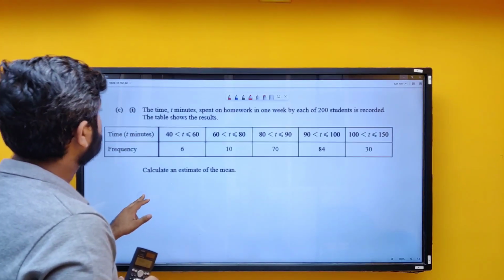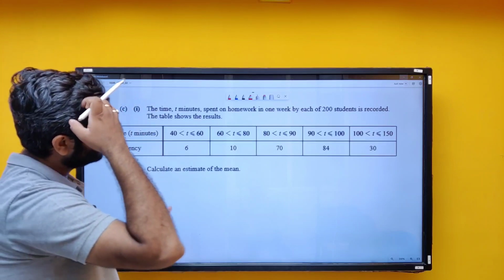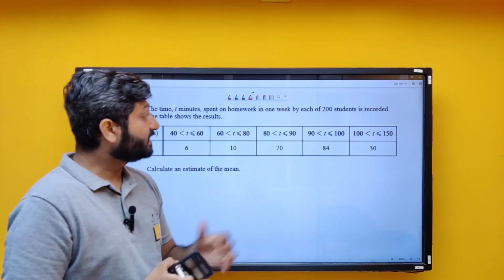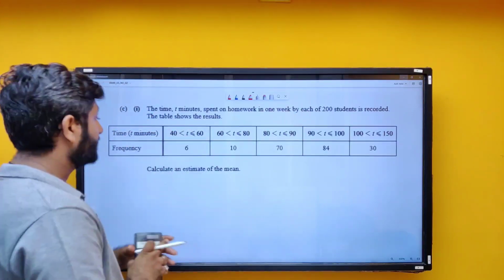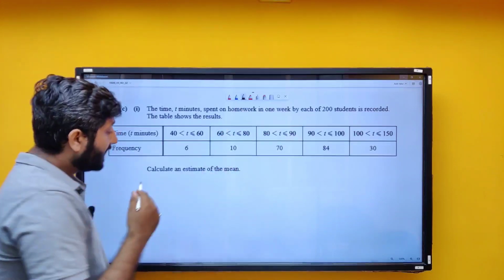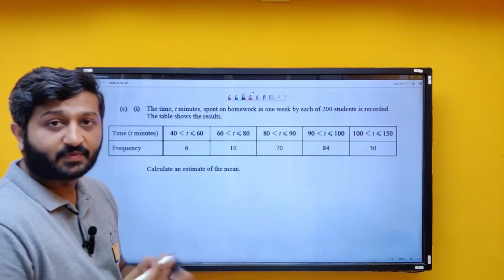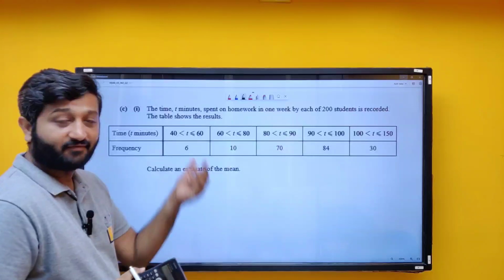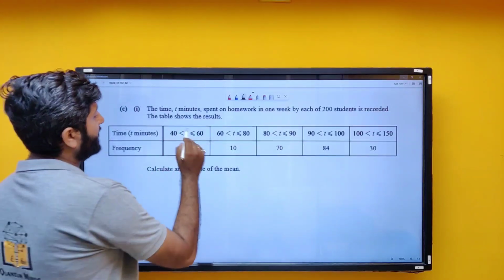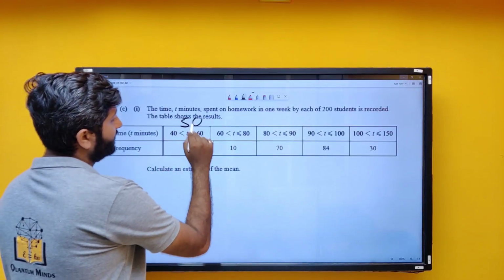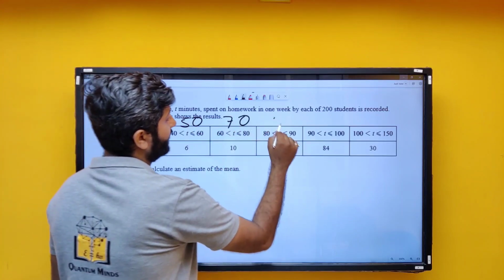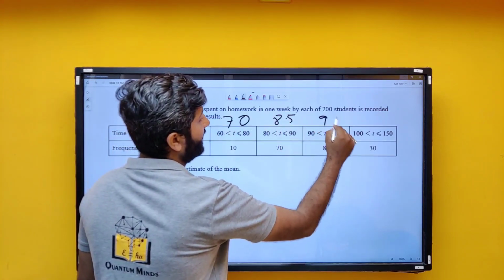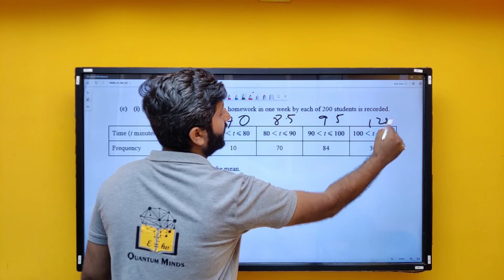Next, the time t minutes spent on homework in 1 week by each of 200 students is recorded in the table as follows. Calculate an estimate of the mean. For the mean I'll have to find the mid values. The mid value of 40 and 60 is 50. Here it is 70, 85, 95 and 125.